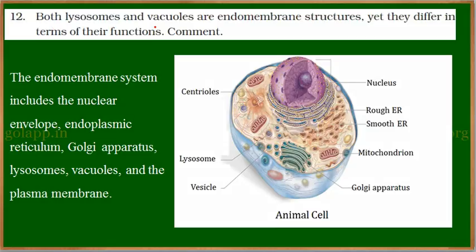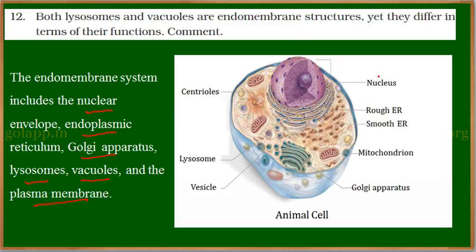Both lysosomes and vacuoles are endomembrane structures, yet they differ in terms of their functions. The endomembrane system includes the nuclear envelope, endoplasmic reticulum, Golgi apparatus, lysosomes, vacuoles and plasma membrane. So all these structures are together.